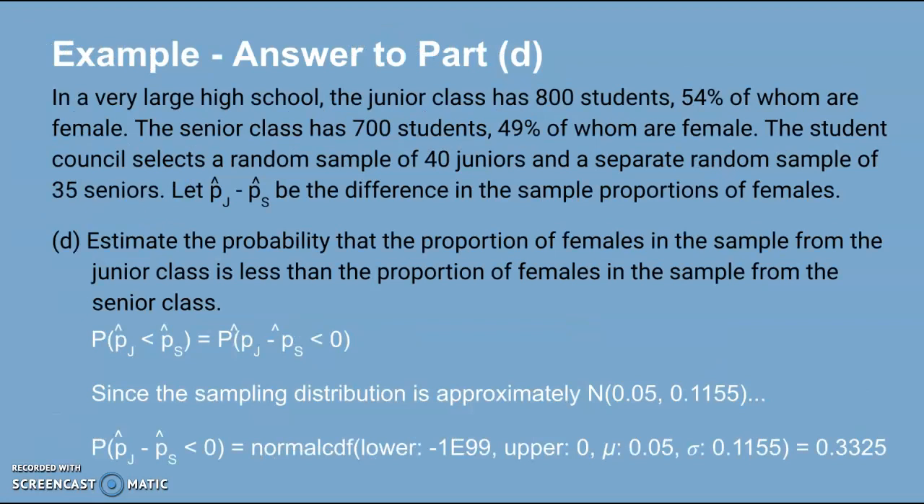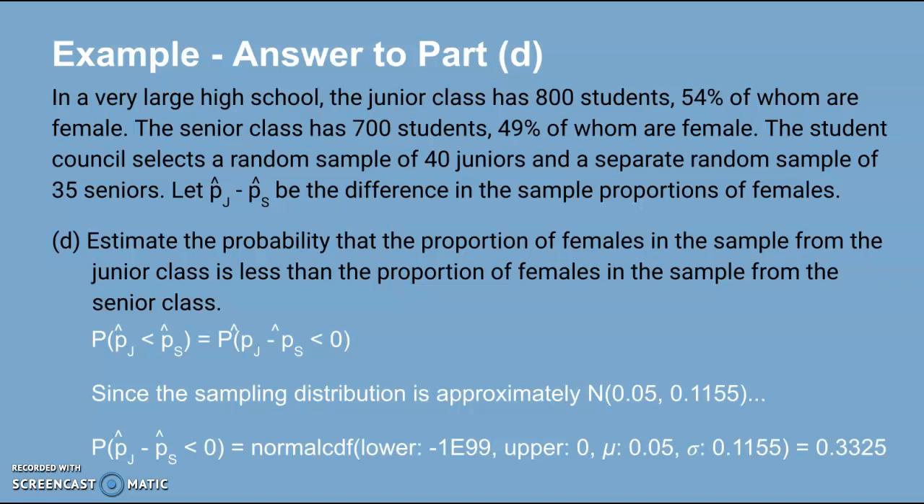And finally, part D. We wanted to estimate the probability that the proportion of females in the sample from the junior class is less than the proportion of females from the senior class. Now remember earlier on we said that we have an approximately normal sampling distribution. We computed the mean and standard deviation, which you can see in the notation N(0.05, 0.1155). And we want to know the probability that the proportion from the junior class is less than the sample from the senior class. So if I did junior minus senior, I should get something less than 0 if it's less. So that's what you see in the bottom line here.